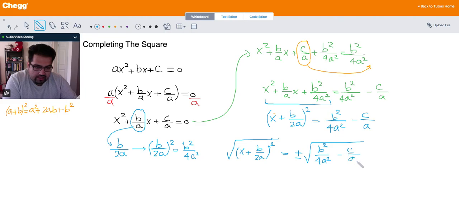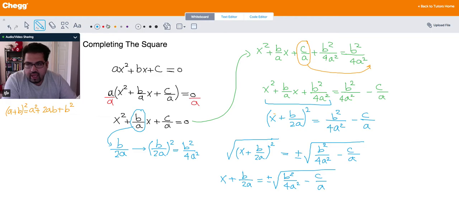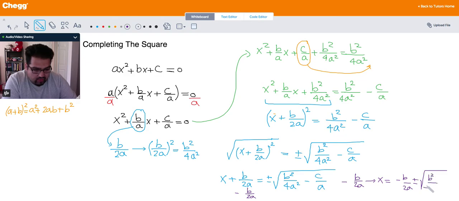So I would have this. Okay, and then on the left I would be left with b over 2a plus minus the square root of b squared over 4a squared minus c over a. And then easily I can subtract both sides by negative b over 2a, and I can solve for x, which is negative b over 2a plus minus the square root of b squared over 4a squared minus c over a.